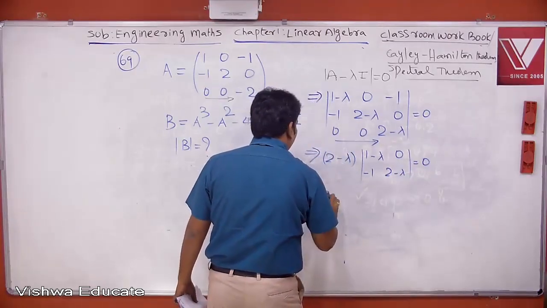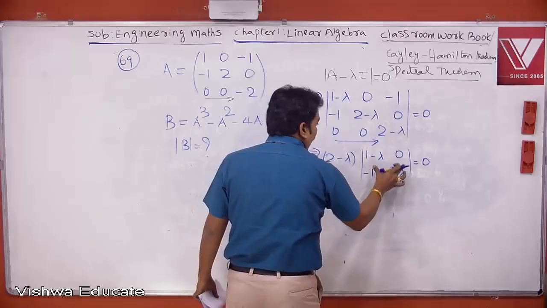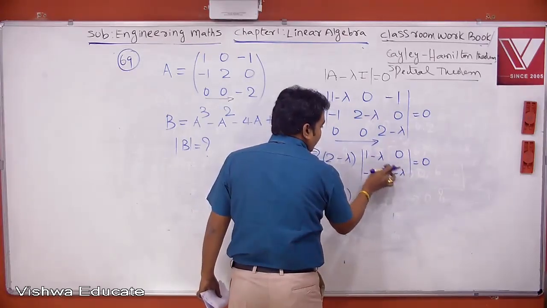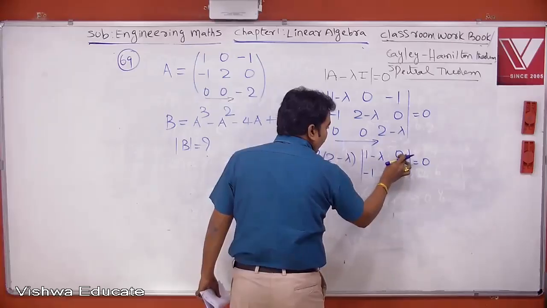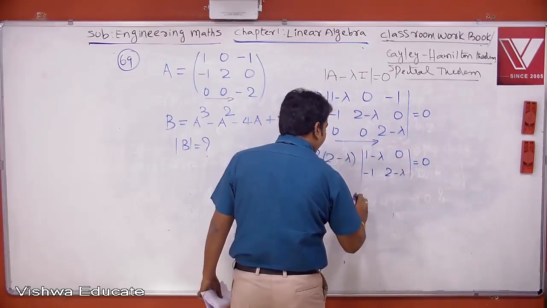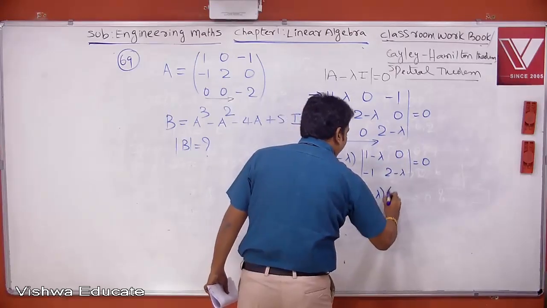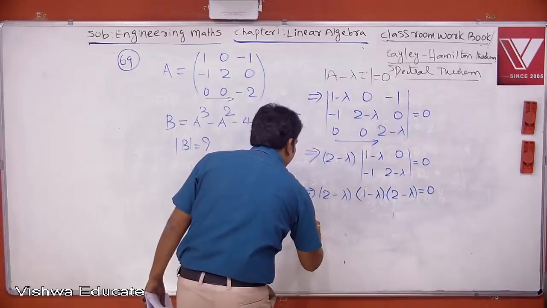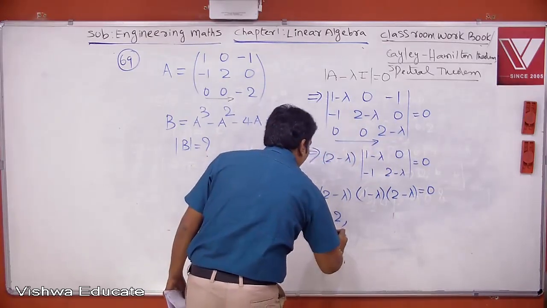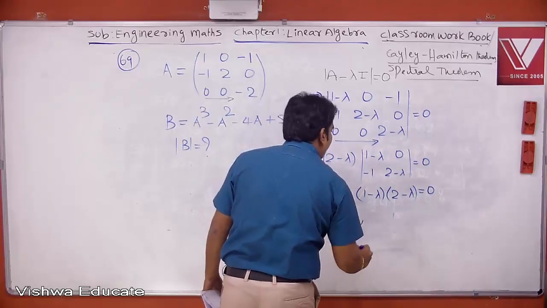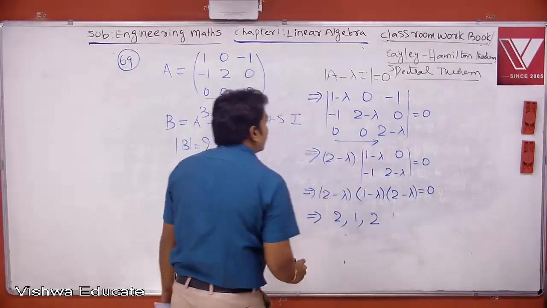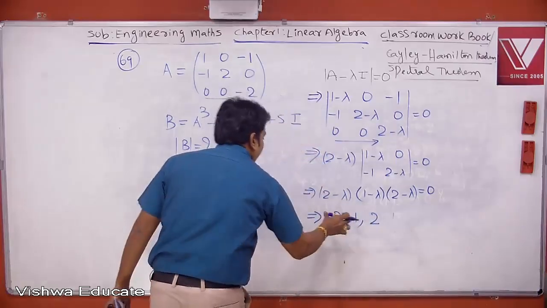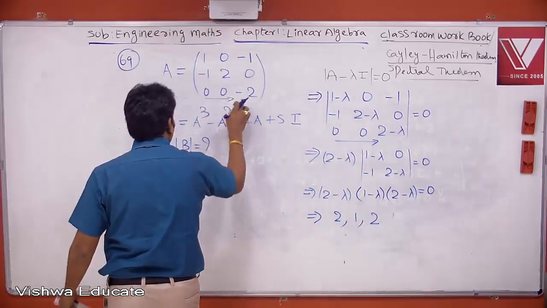Now this implies 2 minus lambda into, now this is a lower triangular matrix. Diagonal elements are 1 minus lambda, 2 minus lambda, and the above diagonal element is 0. It is lower triangular, so the determinant is the product of diagonal elements: 1 minus lambda into 2 minus lambda equal to 0. Therefore my eigenvalues are 2, 1, 2. So one eigenvalue is repeated twice. These 3 are eigenvalues of the matrix A.